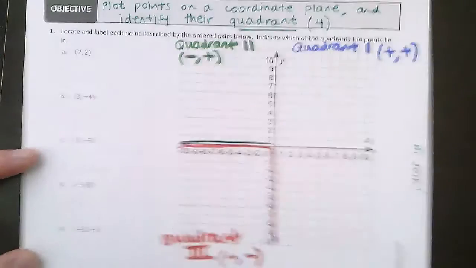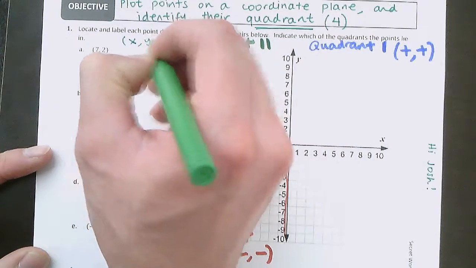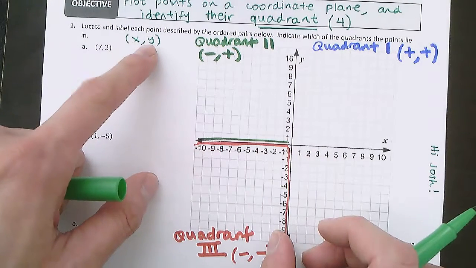Oh, also, just so we remember, go ahead right here. I want you to write x first and y second. So that you remember, right, the x value is the first number, the y value is the second number.